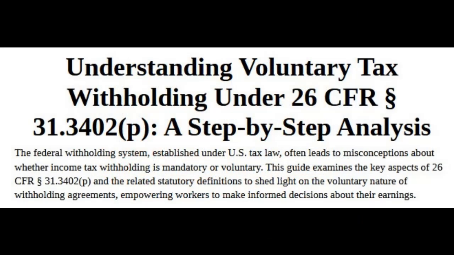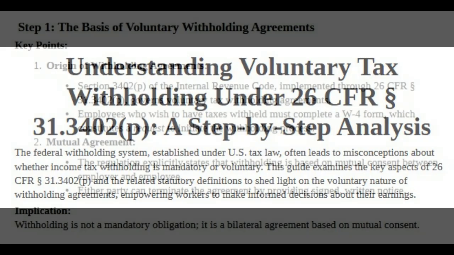Understanding voluntary tax withholding under 26 CFR Section 31.3402(p), a step-by-step analysis. The federal withholding system, established under U.S. tax law, often leads to misconceptions about whether income tax withholding is mandatory or voluntary. This guide examines the key aspects of 26 CFR Section 31.3402(p) and the related statutory definitions to shed light on the voluntary nature of withholding agreements, empowering workers to make informed decisions about their earnings.